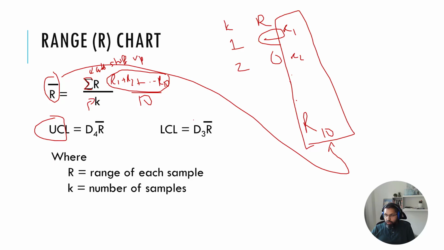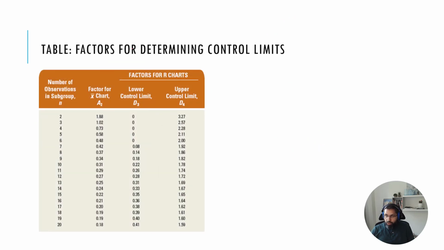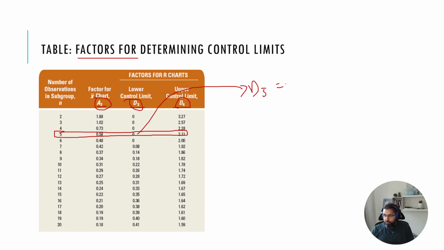Then your upper control limit and lower control limit are going to be some constant, D4 or D3, multiplied by the average range. So how do we find these constants D3 and D4? We'll look them up in a table. So here's a table which gives us these factors A2, D3, and D4. These are the factors we need to make our control charts. So if our sample size is 5, we can see that D3 equals 0 and D4 equals 2.11.